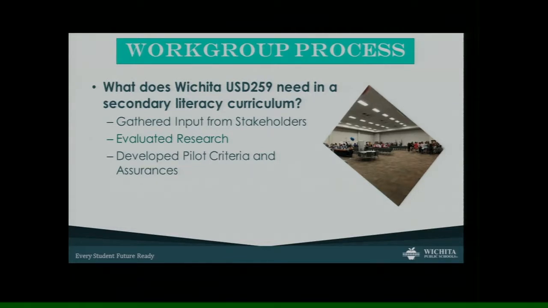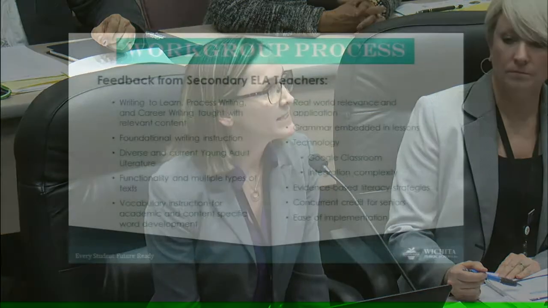One of the first things the work group did was they took the opportunity at our in-service in August to make sure to get as much feedback from all of our stakeholders as possible. We really wanted to know, what does Wichita want in a secondary literacy curriculum? So once that information was gathered, the work group met, and then they evaluated that, and they evaluated research from different curriculums that are being used and are available, and then they developed a pilot criteria and what the process would look like.